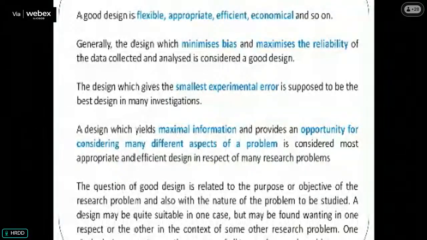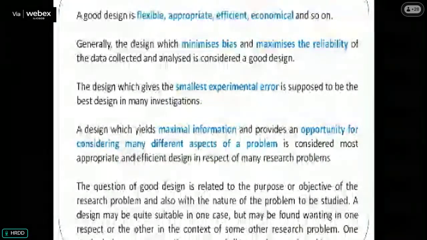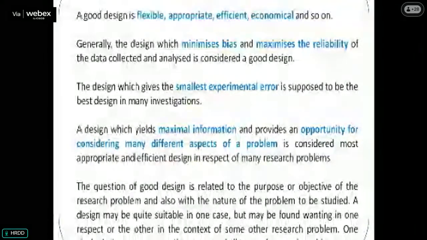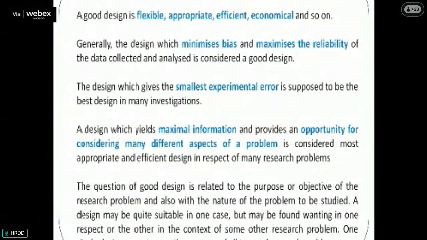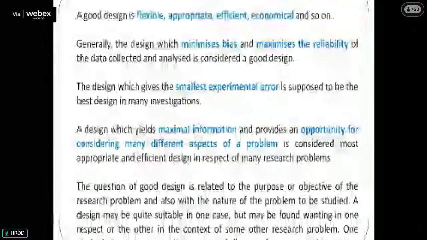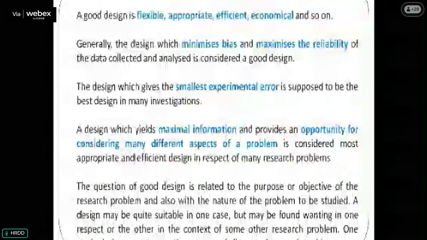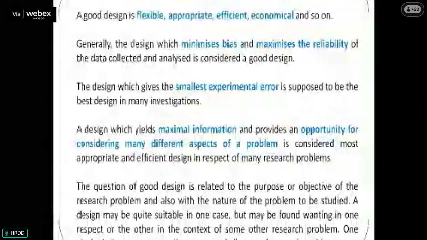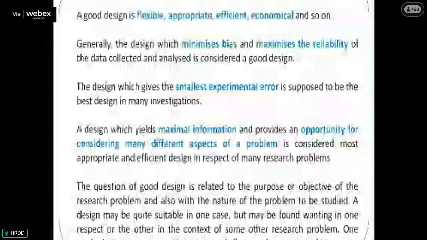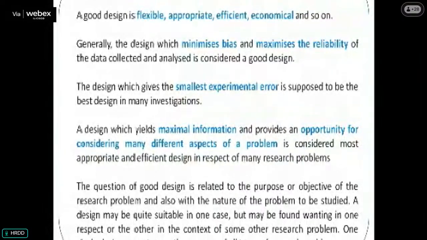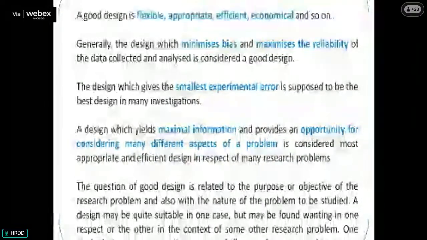Okay, we have to minimize error, which means we have to minimize the influence of extraneous variables. We have to design controlled experiments, so we will come to that again. A design which yields maximum information and provides an opportunity for considering many different aspects of our problem is considered the most appropriate and efficient design in respect of many research problems. So these are the features of a good design.